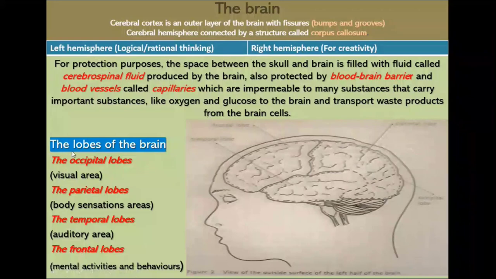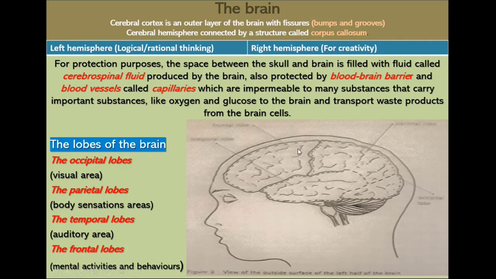Hope you are clear. The lobes of the brain. You'll see this information when you study. Make sure that you don't skip it, and that you don't only focus on this information. This is a summary to make things much easier for you. The lobes of the brain. How many lobes do you have? There are 4 lobes. Occipital lobe, parietal lobe, temporal lobe, and frontal lobe.